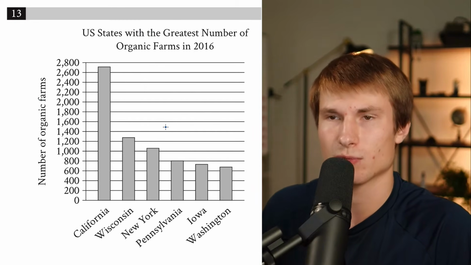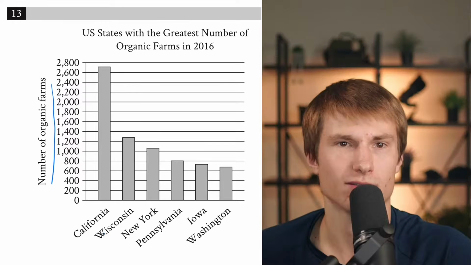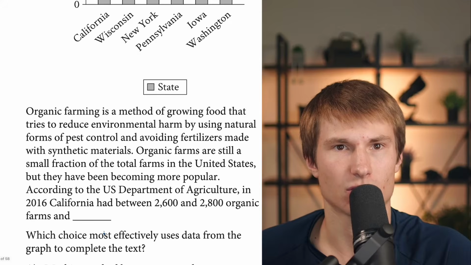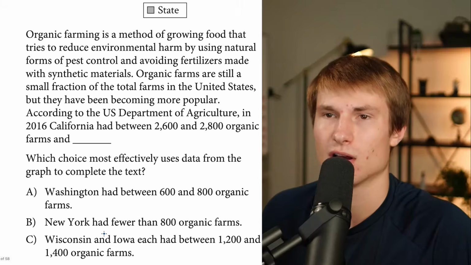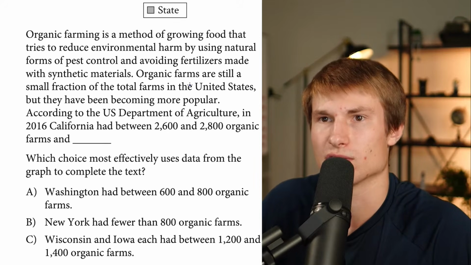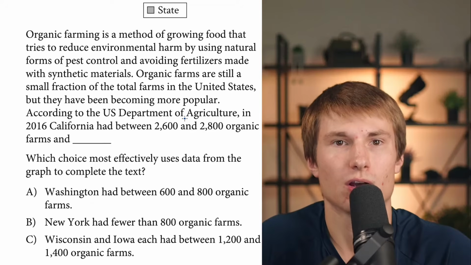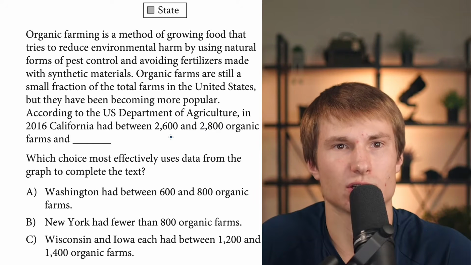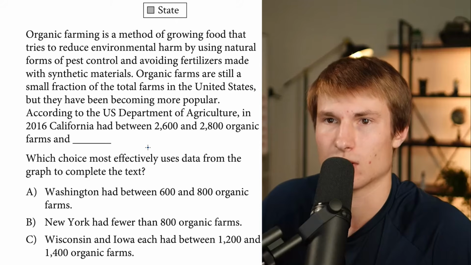U.S. states with the greatest number of organic farms in 2016. We have number of organic farms on our y-axis, and then we have all of these states listed out. Organic farming is a method of growing food that tries to reduce environmental harm by using natural forms of pest control and avoiding fertilizers made with synthetic materials. Organic farms are still a small fraction of the total farms in the United States, but they've been becoming more popular. According to the U.S. Department of Agriculture, in 2016, California had between 2,600 and 2,800 organic farms and blank.